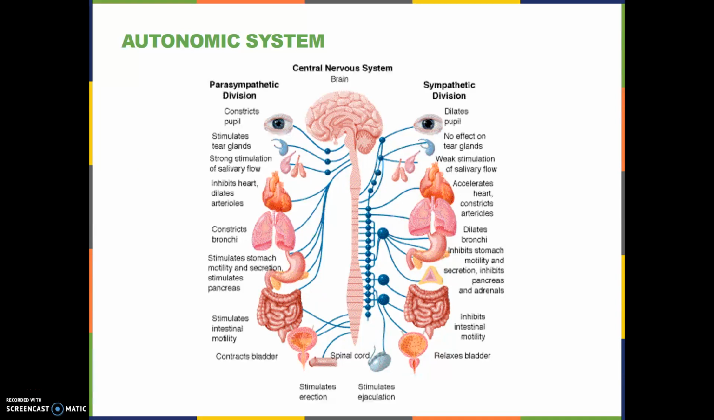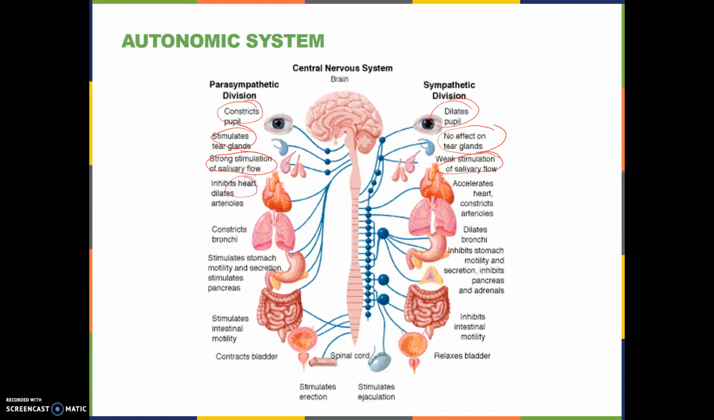Some of the effects of the parasympathetic and the sympathetic division of the autonomic nervous system are shown here. In the parasympathetic division, your pupils are constricted, whereas they are dilated in a fight or flight situation. Your tear glands are stimulated by the parasympathetic, but there's no effect by the sympathetic. More salivation when you're relaxed, not as much salivation. In fact, you may become dry-mouthed in a dangerous or fight or flight situation.